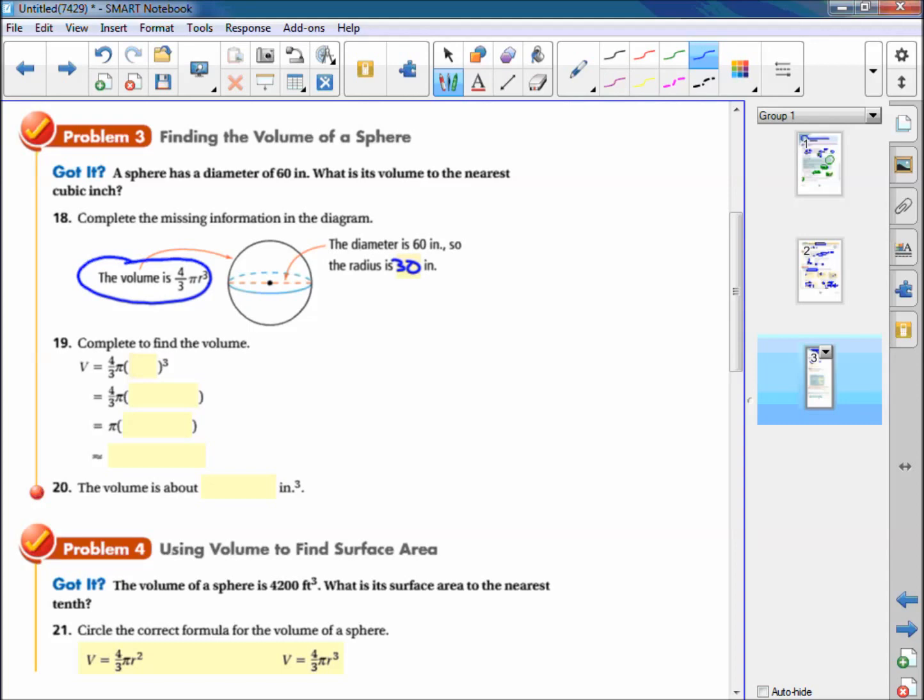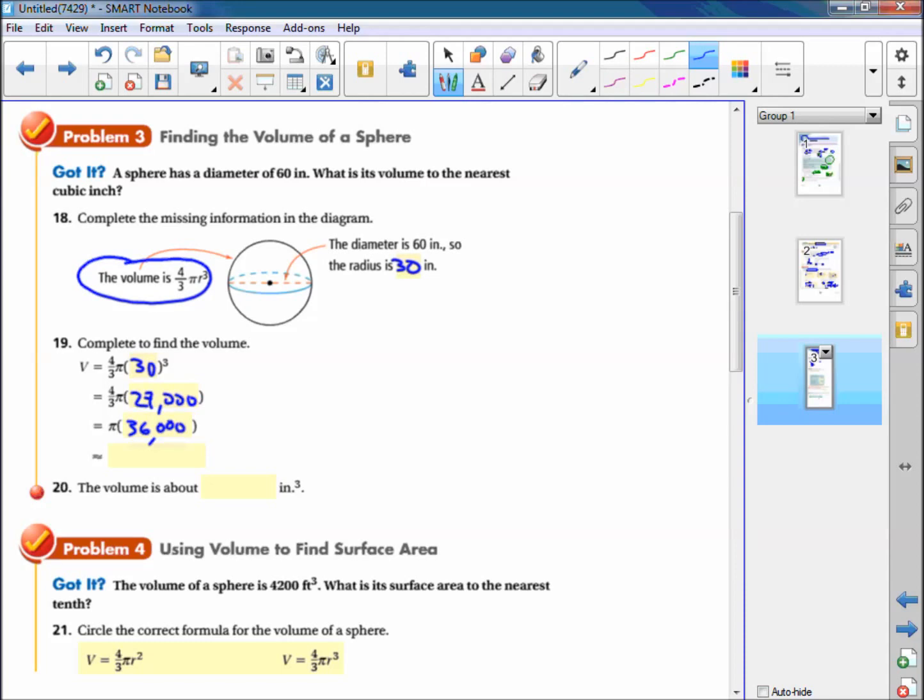All right, so we plug in 30 in here, and then it says complete and find the volume. So 4/3 pi, and then we're going to say this will be 30 now in place of r, so 30 cubed. 30 cubed is 27,000. 3 times 3 times 3 is 27, and then 10 times 10 times 10 will give you 3 extra zeros. And then we have to multiply that by 4/3, which will give us 36,000. So this is our exact answer, 36,000 pi.